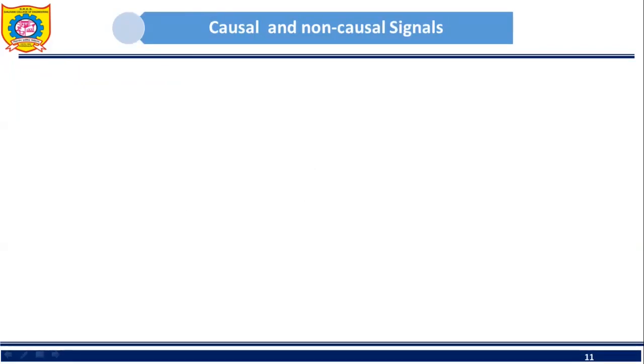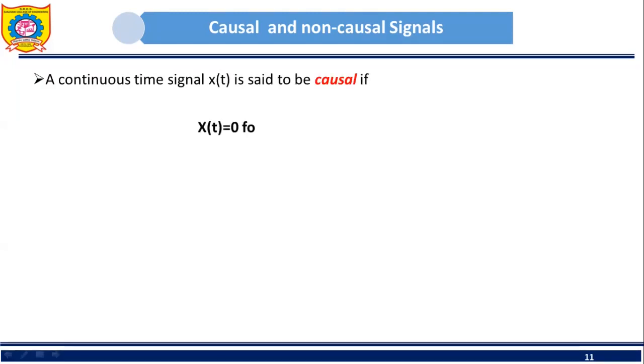Now let's try to understand what is meant by causal signal and non-causal signal. A continuous time signal x of t is said to be causal if x of t is equal to 0 for t less than 0. So x of t should be 0. Value of that signal should be 0 for all values of t which are less than 0. If this condition is satisfied, then that particular continuous time signal can be considered as causal. Otherwise, that continuous time signal should be considered as non-causal signal.